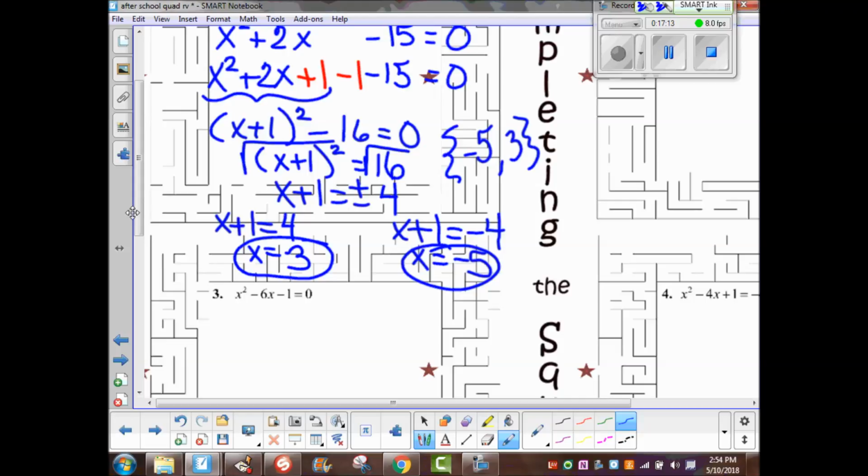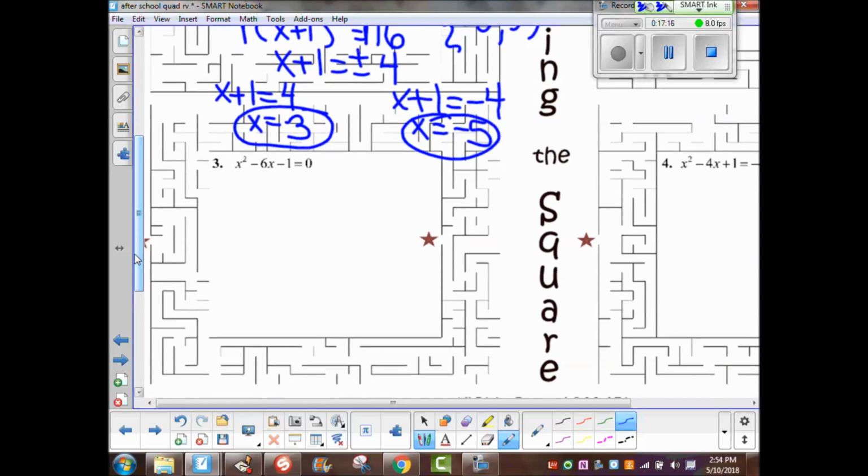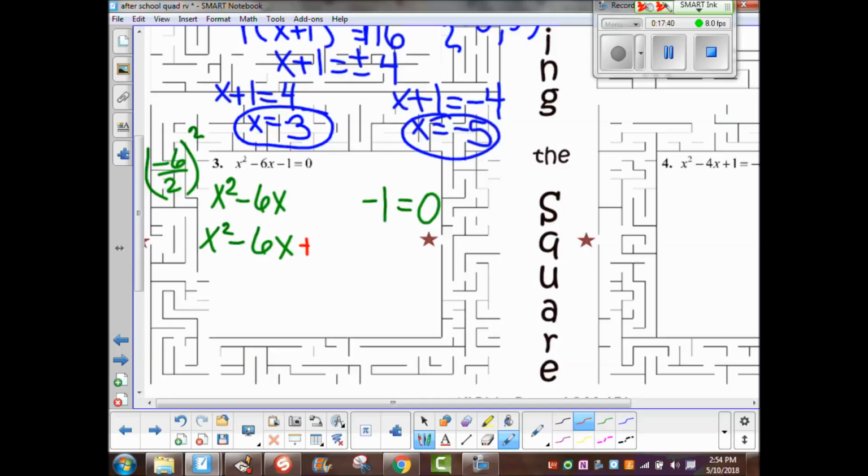All right. We'll do one more completing the square. Let's jump down to number 3. So in number 3, shove the constant over, and now take half of b and square it. So that gives me negative 3 squared, which is 9. So plus 9 minus 9 minus 1 equals 0.